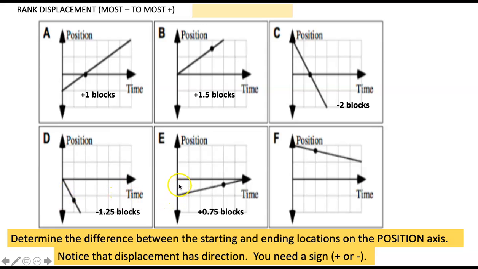E is displacing upwards, +0.75 blocks. F is displacing downward, -0.25 blocks. And with these values, we're going to now rank the displacements from the most negative to the most positive. So the most negative is -2 blocks, so that's C. And then we go to D, and so on and so forth, and we get our rankings: C, D, F, E, A, B.